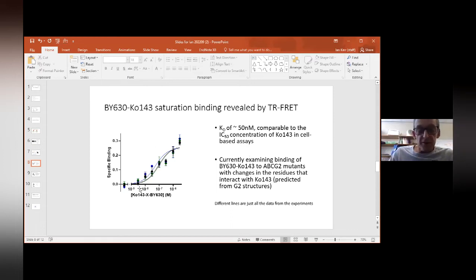We have extended this. We've got a whole range of mutants of ABCG2 where we've made changes in the drug binding pocket, changes in the pocket that should interfere with KO143 binding. And that data is not quite finished. That's why it's not on this slide, but it does seem to show that where we mutate residues that should interact with KO143, we do perturb this saturation binding isotherm, and we do see changes in affinity.